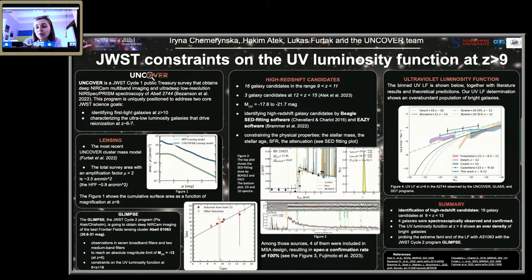So for that, we will have in Cycle 2 the program GLIMS, which will observe another galaxy cluster to zoom in more and find the fainter objects and work more on the luminosity function.